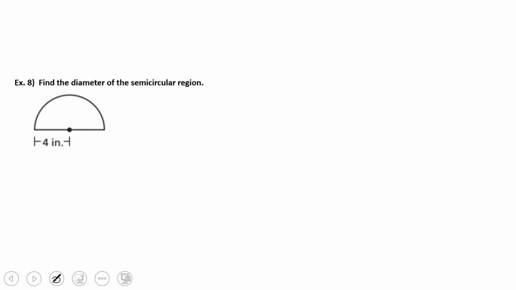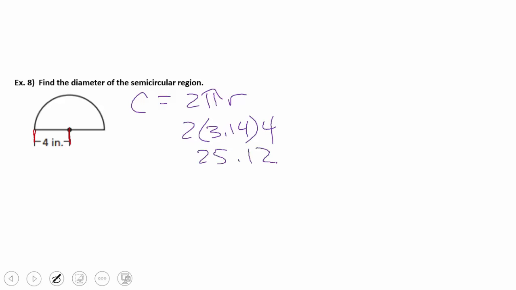Notice they show this measurement from here to here. That would be the radius because it's only going from the center to the edge. Well, we want to find the circumference of the entire thing. And since they gave us the radius, we're going to go 2 pi r. And so that's 2 times 3.14, and the radius being 4. And when I use my calculator and plug all that in, I get 25.12.